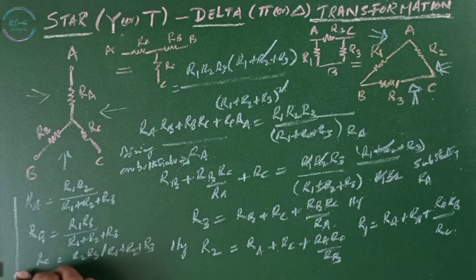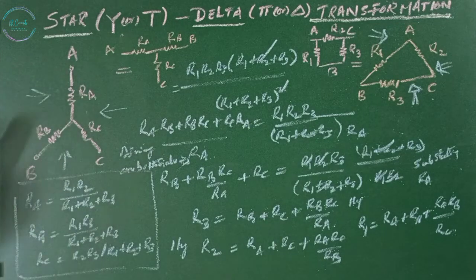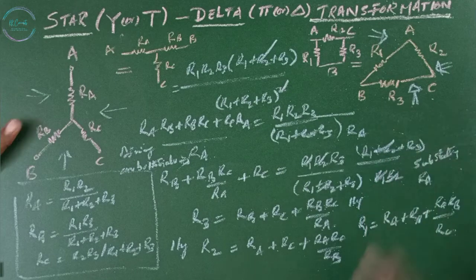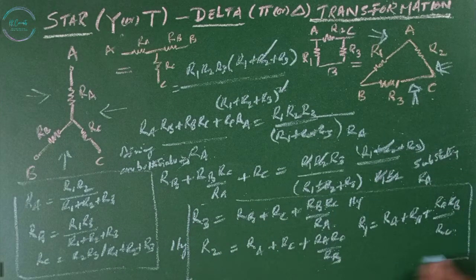Now, these are the resistances of the star connection in terms of delta resistances. These are the resistances of the delta connection in terms of star resistances. By using these formulas, we can transform a star network into a delta network as well as a delta network into a star network.